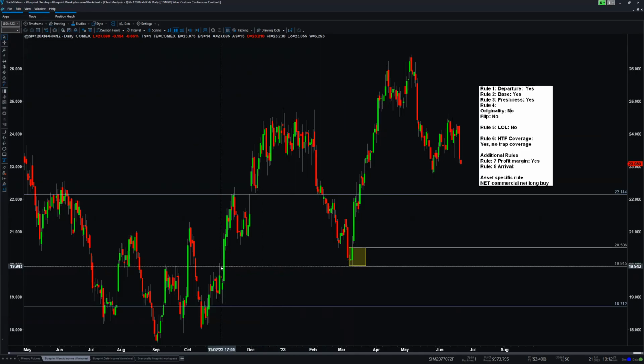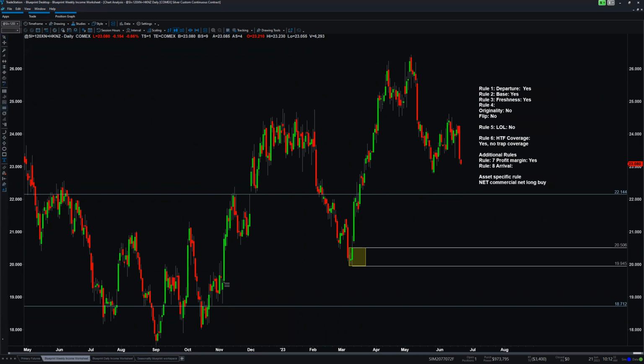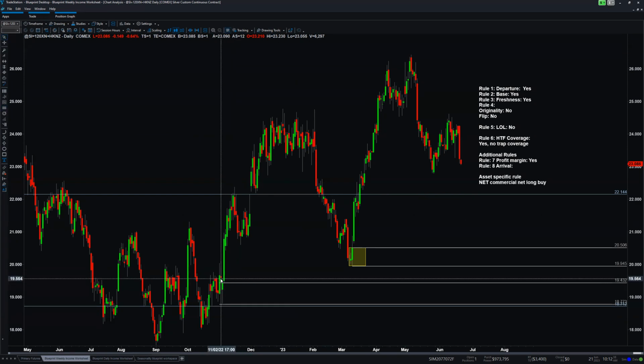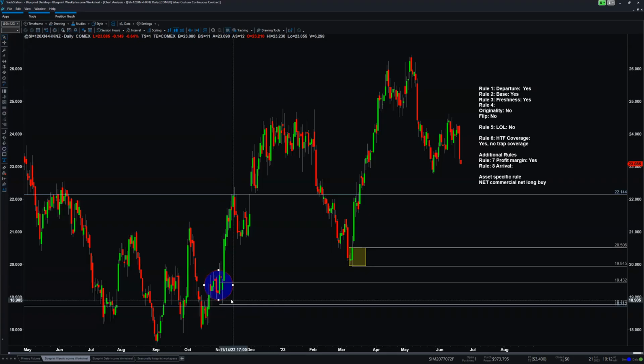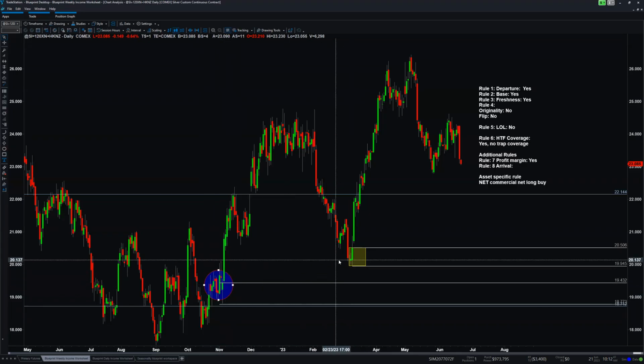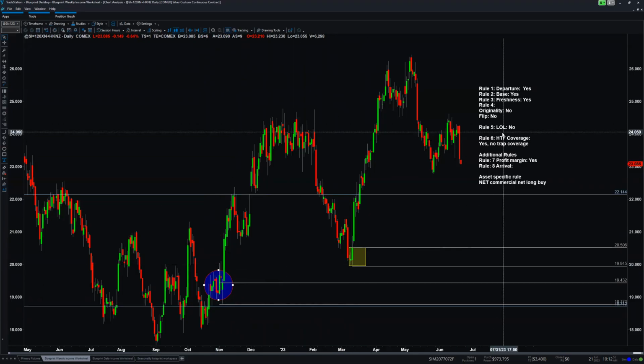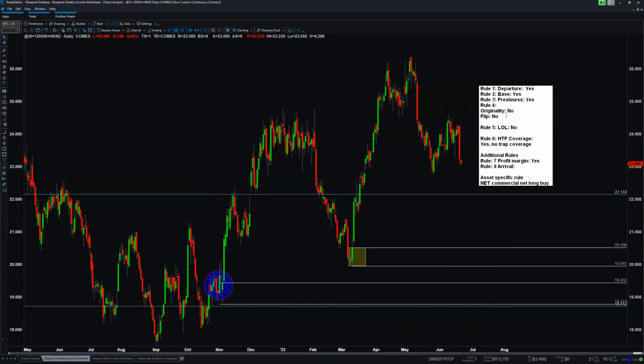And if I look to the left, where's the origin? Well, I've got a rally-base-rally here. All of that rally-base-rally, that is the original part, and that's created this here within the wider version. So it's non-original and it's also not a flip. No. And do we have a level on top of level?